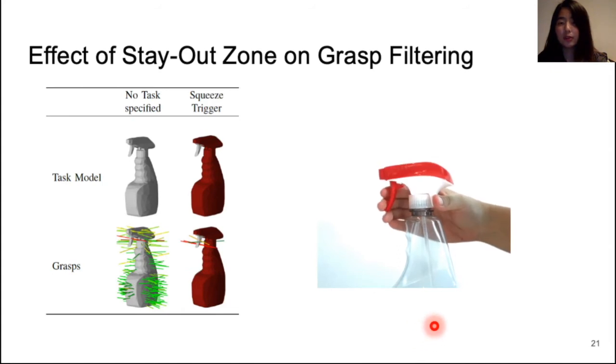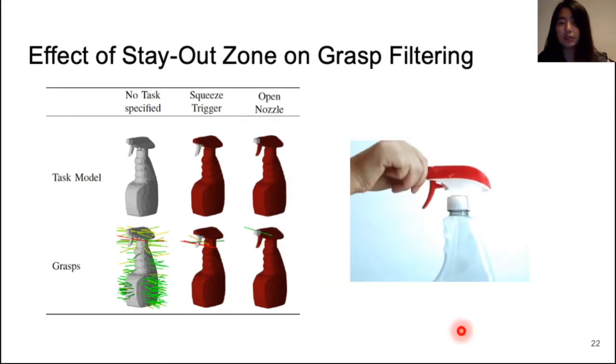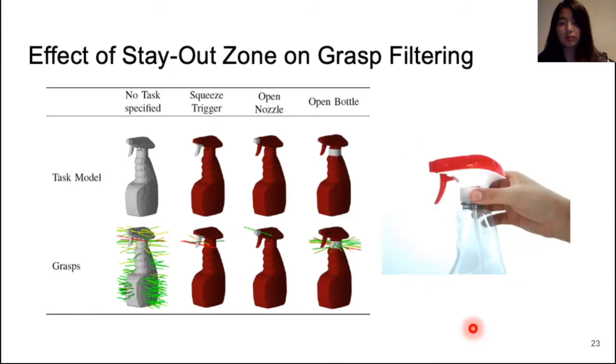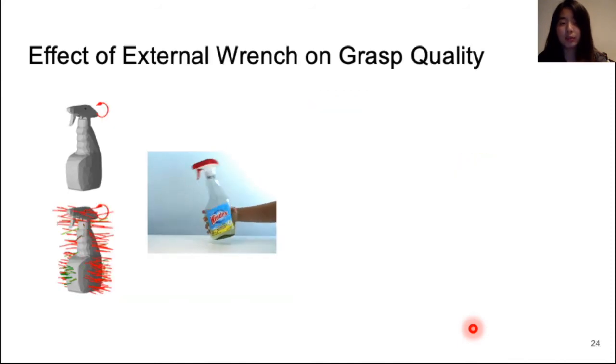To spray the bottle, we limit the visible region to be the trigger and the back of the cap only. To rotate the nozzle in order to turn it on or off, we would like the grasp to be only on the nozzle. Similarly, to open the bottle, the grasp needs to be on the cap only. Next, I will show examples of the external wrench on grasp quality.